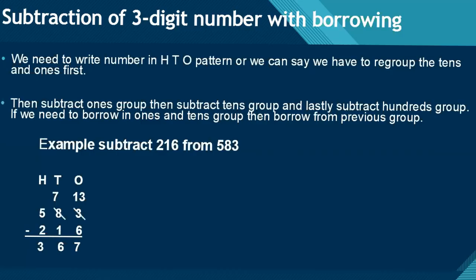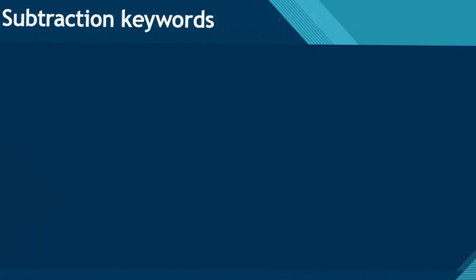Then the next topic. The next topic is the subtraction keywords. In the maths book or in class 2, we need to solve word problems or story problems, whatever you say. So in the question itself, if you read the question, then you come to know whether we need to do subtraction or addition. So there are some keywords that you need to remember so that you get a clear understanding of the story sum or word problem, whether we have to do subtraction or addition.